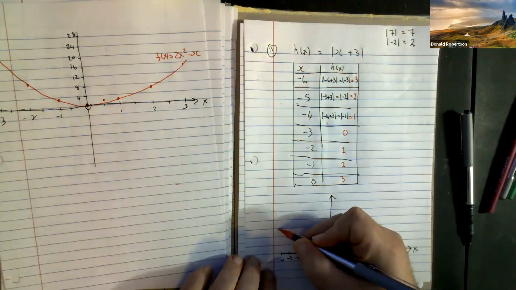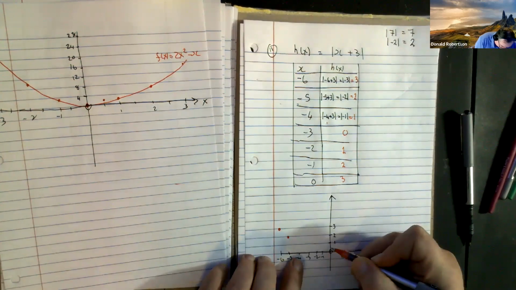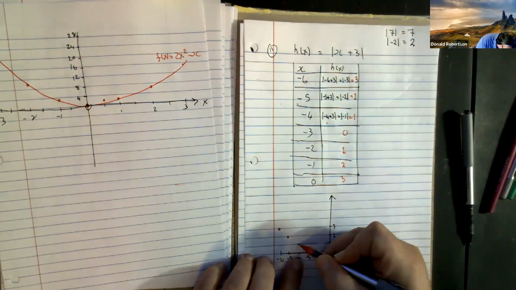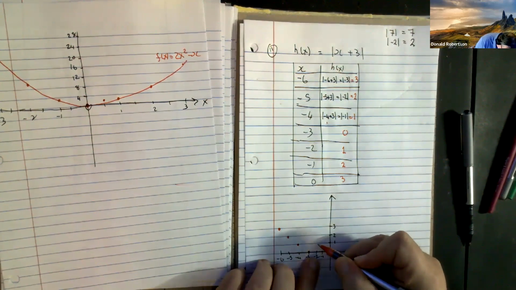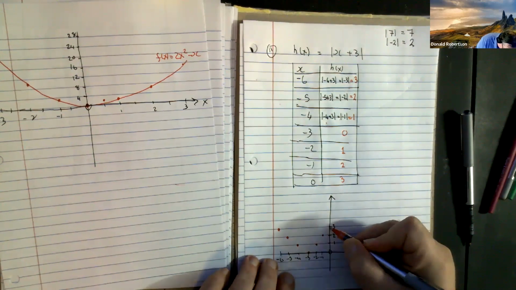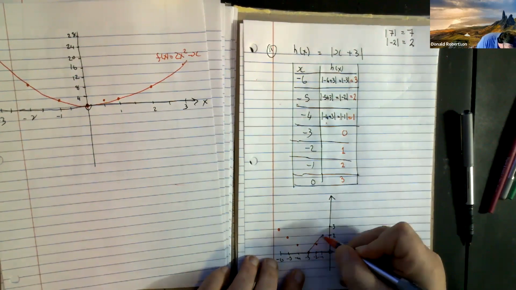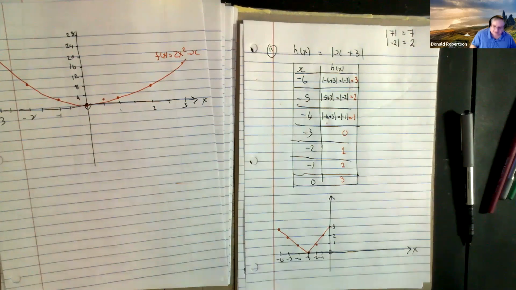-6 gets me 3. -5 gets me 2. -4 gets me 1. -3 gets me 0. And then it builds up again. It goes 1, then it goes 2, and then it goes 3. So what we end up with is 2 straight lines that look a bit like a V.